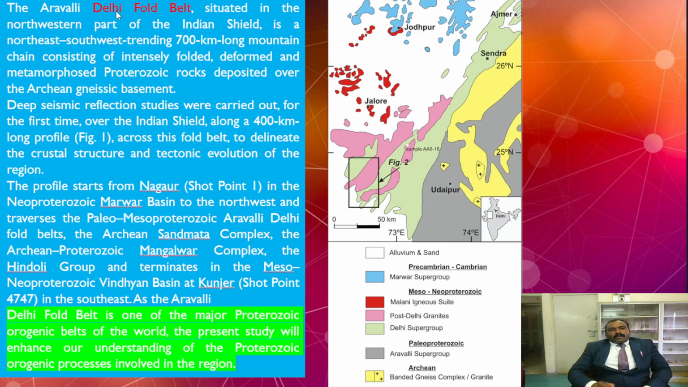So this is the Arvali-Delhi fold belt, and this is the Delhi supergroup. Here we will have the Delhi supergroup, which may have a post-Delhi fold belt and other formations, particularly the Mewar formation, which is supposed to be situated towards the eastern side. The other portions, that is the Marwar and the Mewar formations, are also most important formations, particularly on the western side of the Marwar.